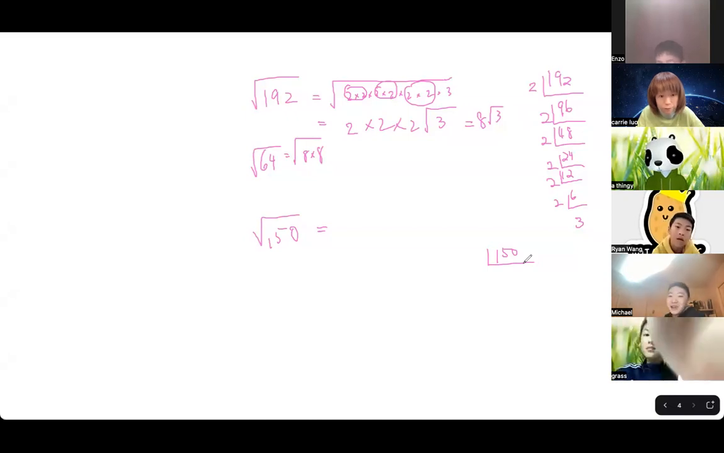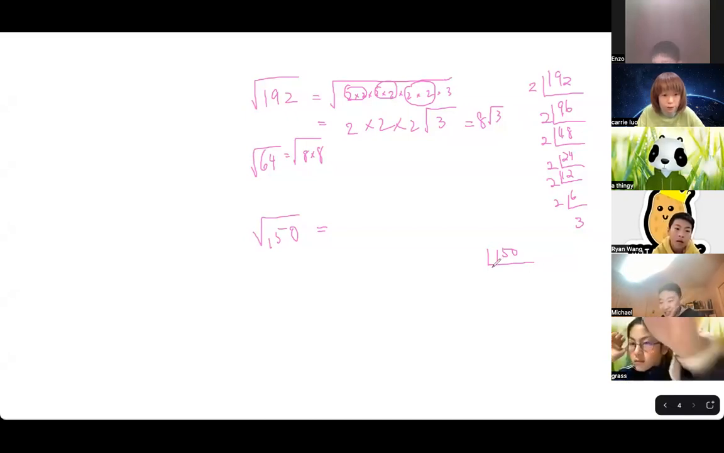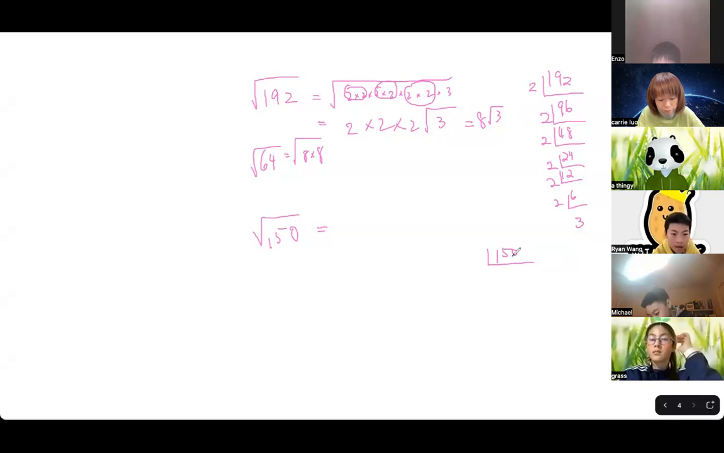No, let's do this one. Okay, so 150 is an even number? Yeah. So if it is an even number, how do we do it? Divided by what first? You can divide by two. Very good. So 150 divided by 2 equals what?